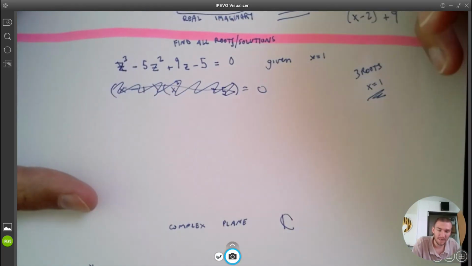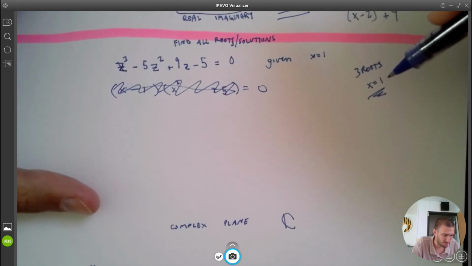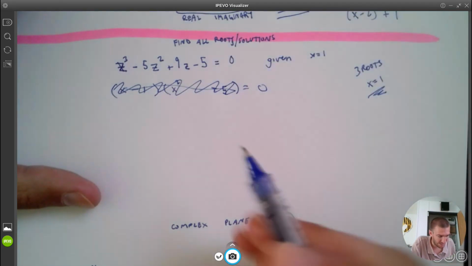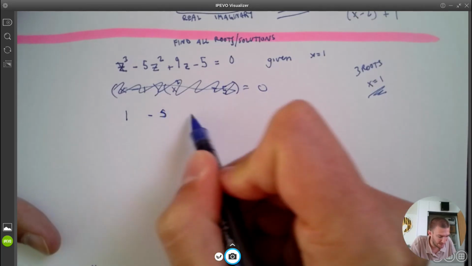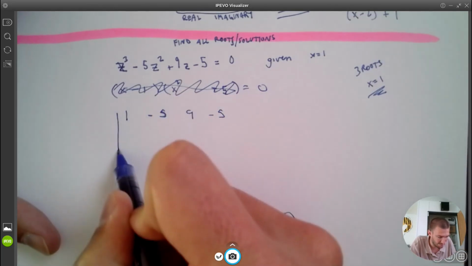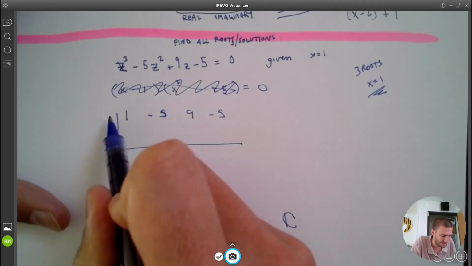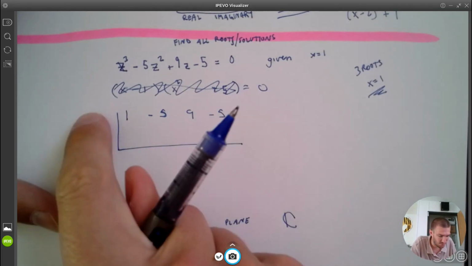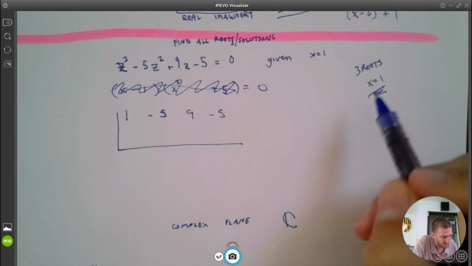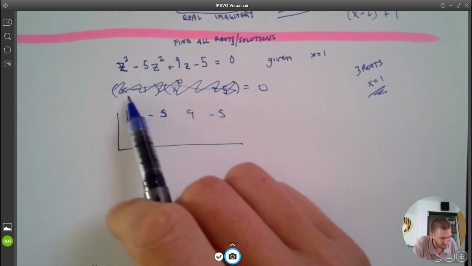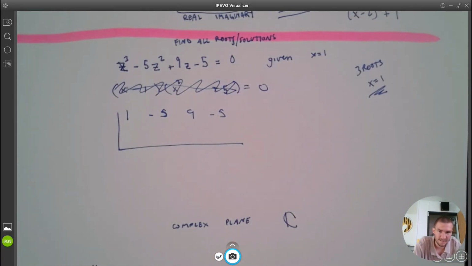The way that I would go about it is use synthetic division. If I know that my root, or one of my solutions here, is 1, I could just try to divide it out. Synthetic division is 1, negative 5, 9, negative 5. Now, one of the things we want to remember when we work with synthetic division is, do we put the root on the outside or do we put the factor on the outside? Am I supposed to go with a negative 1 on the outside because that's what the factor is, or am I supposed to go with the positive 1 on the outside?